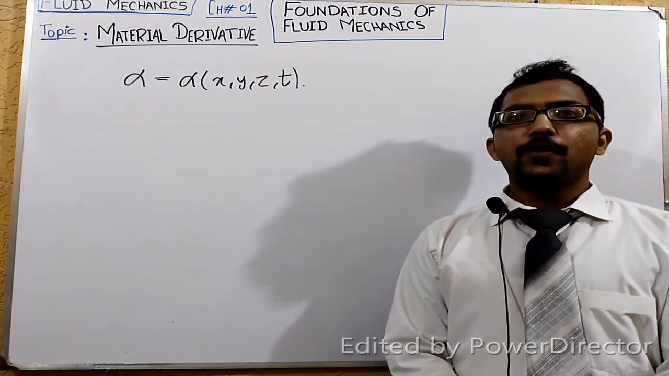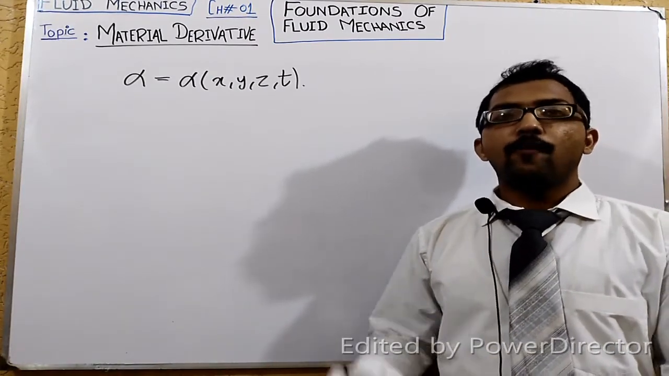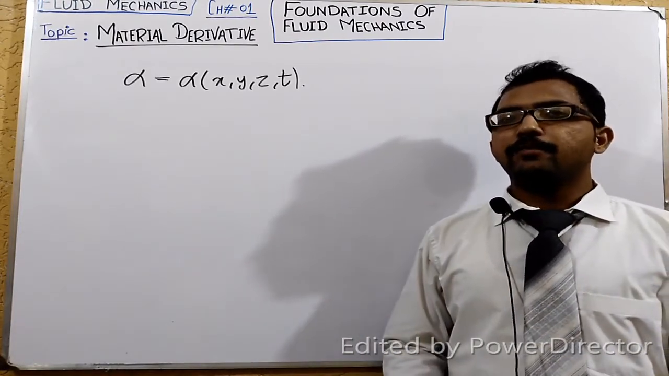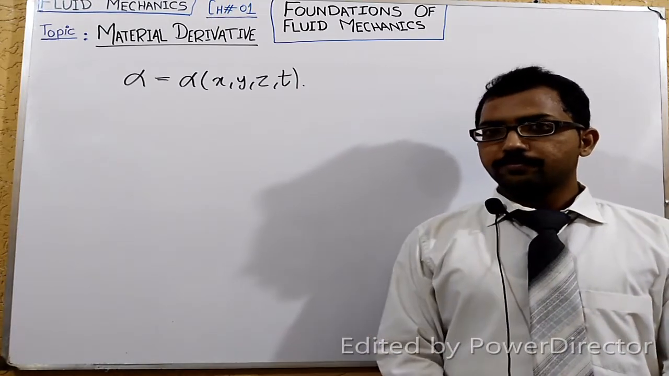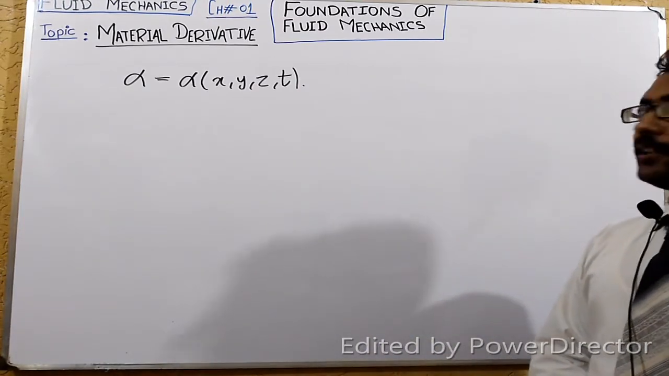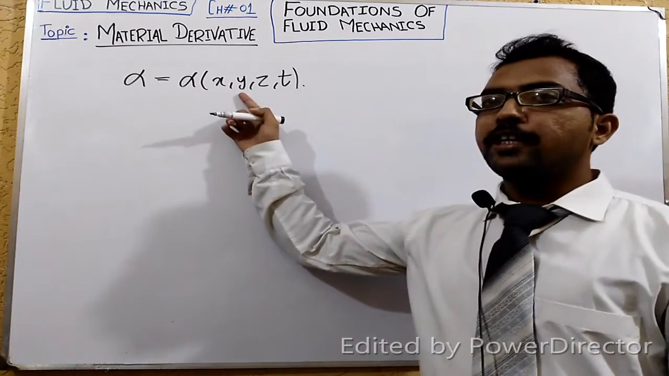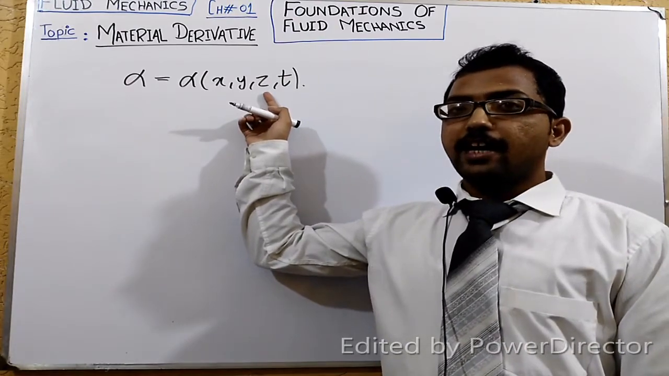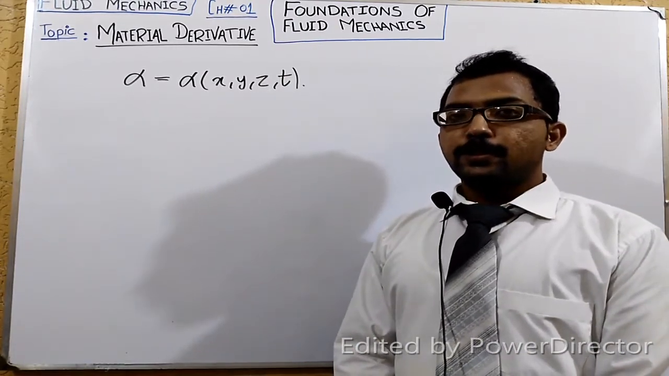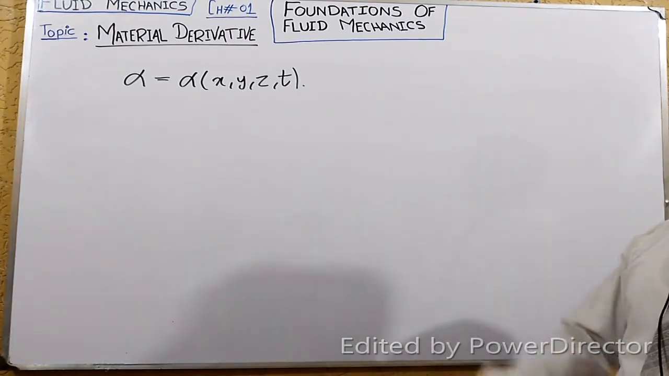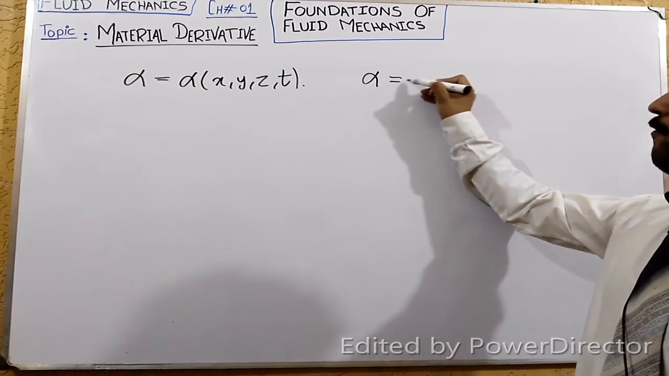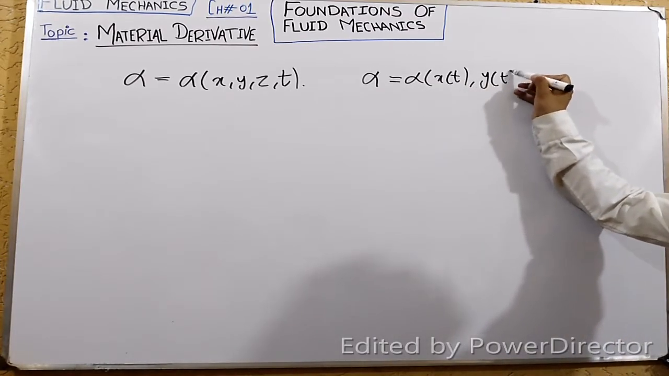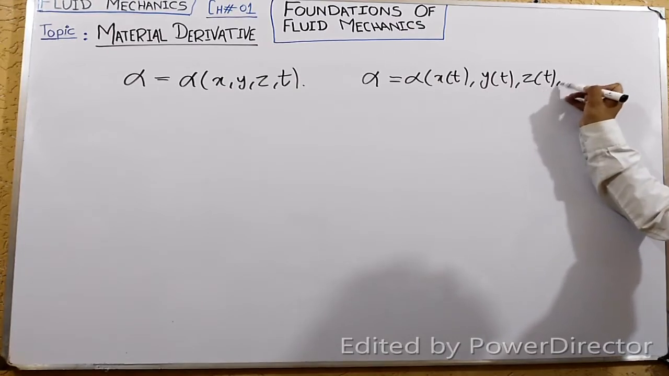But in the Lagrangian coordinate system, we have to follow the motion of a fluid element, and we determine how alpha changes as a function of time t as this fluid element flows. So in this case, the space coordinates x, y, z are no longer independent variables. Instead, they depend on the time t. So, as seen in the Lagrangian coordinate system, the fluid property alpha is given as the function of x of t, y of t, z of t and the time t.